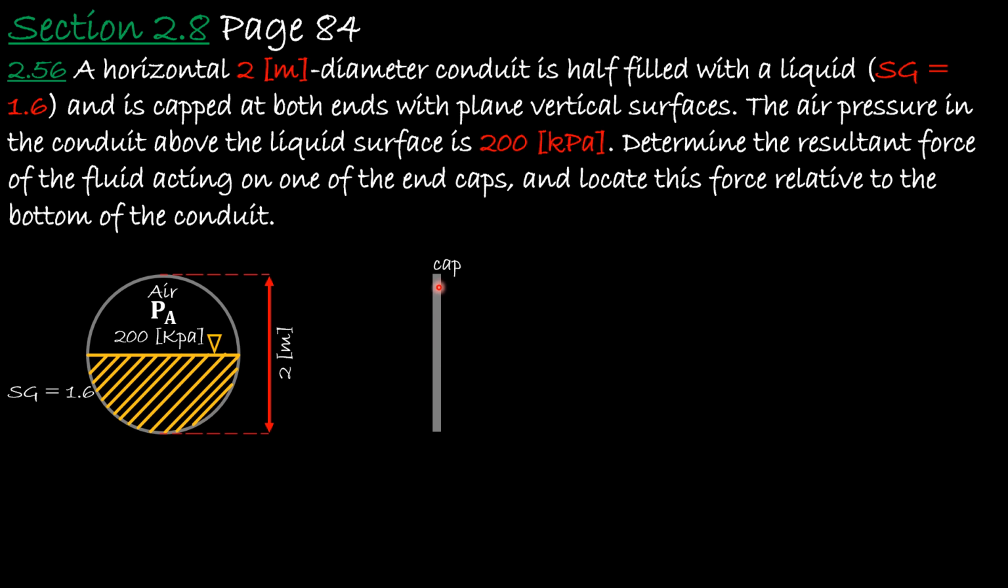Now here's a very important thing. Before the important thing, the cap, what does it do? It prevents the fluid, in this case the air and the liquid, from exiting the conduit. So in this problem, the goal is to find the resultant force due to the fluids, in this case air and the liquid, acting on the cap.